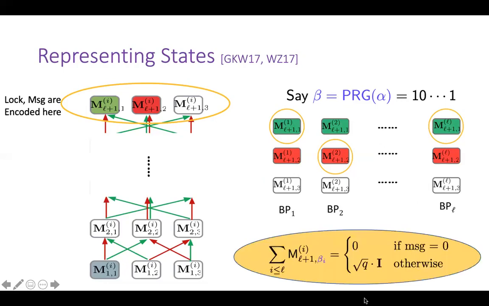The condition is this. The sum of the circled matrices encodes the message. The sum of the circled matrices is going to be the 0 matrix if the message is 0, and the sum of the circled matrices is going to be square root Q times the identity matrix if the message is 1. Here Q is our modulus. So this is how the message is actually encoded in the final layer matrices.